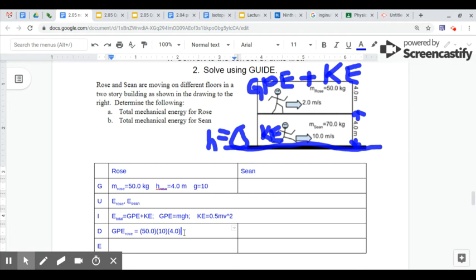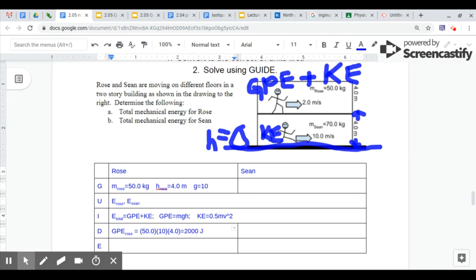What we're going to do is not use the sig figs on g. We're only going to use the sig figs from the mass and from h. So don't worry about the sig figs on g. Otherwise, all your sig figs would just be 10. So all we have to do is multiply 50 times 10 times 4, and if we do that, we'll get 2,000. So it should be 2,000 joules.